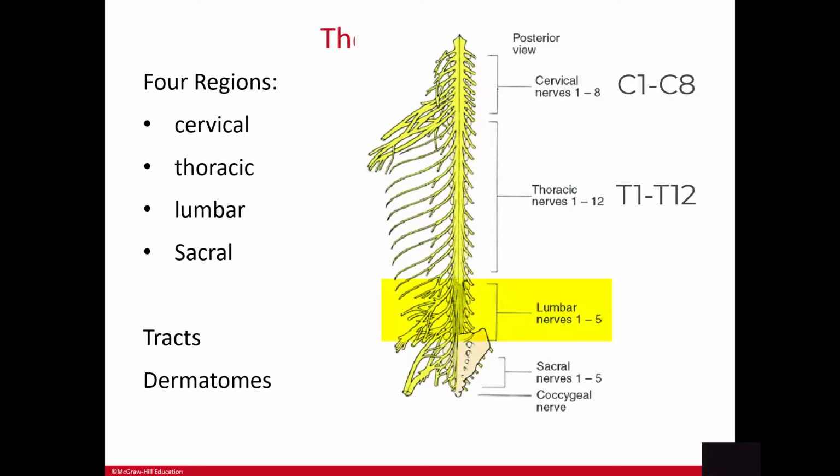The lumbar region is below the thoracic region, and it supplies the hips and anterior lower limbs, and has 5 pairs of spinal nerves. It's abbreviated L1 to L5. The sacral region is the last region and supplies the posterior legs, buttocks, and genitalia. It has 5 spinal nerves and is abbreviated S1 to S5.